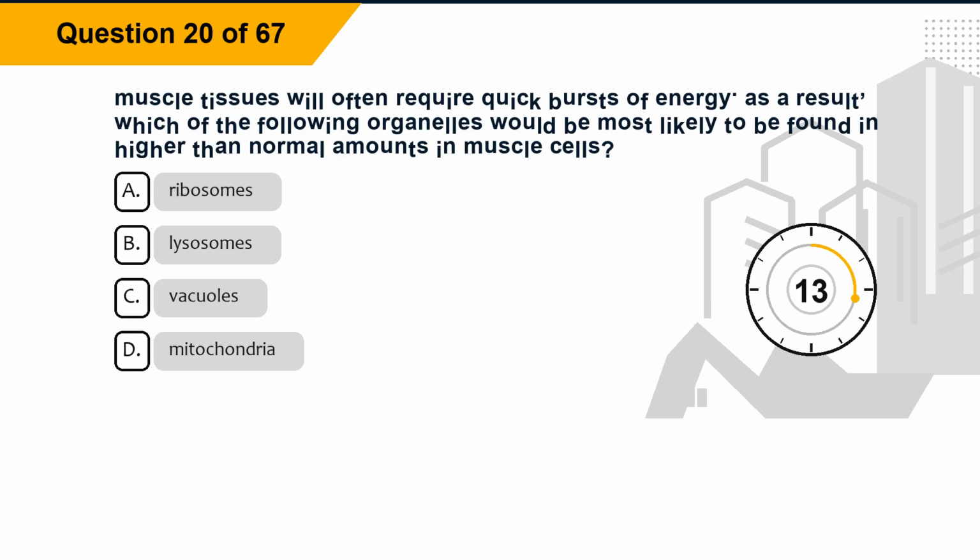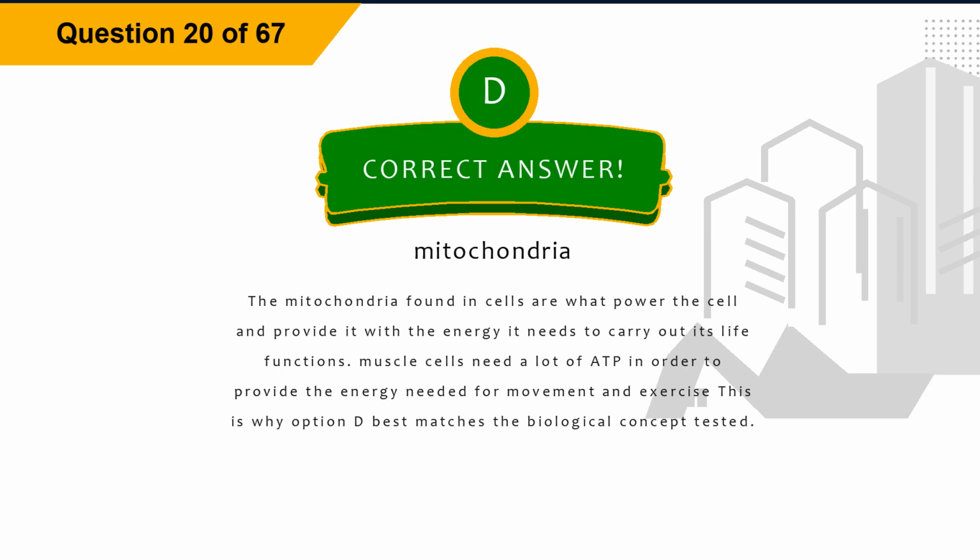As a result, which of the following organelles would be most likely to be found in higher than normal amounts in muscle cells? Option A, ribosomes. Option B, lysosomes. Option C, vacuoles. Option D, mitochondria. The correct answer is option D, mitochondria. Explanation. The mitochondria found in cells are what power the cell and provide it with the energy it needs to carry out its life functions. Muscle cells need a lot of ATP in order to provide the energy needed for movement and exercise. This is why option D best matches the biological concept tested.